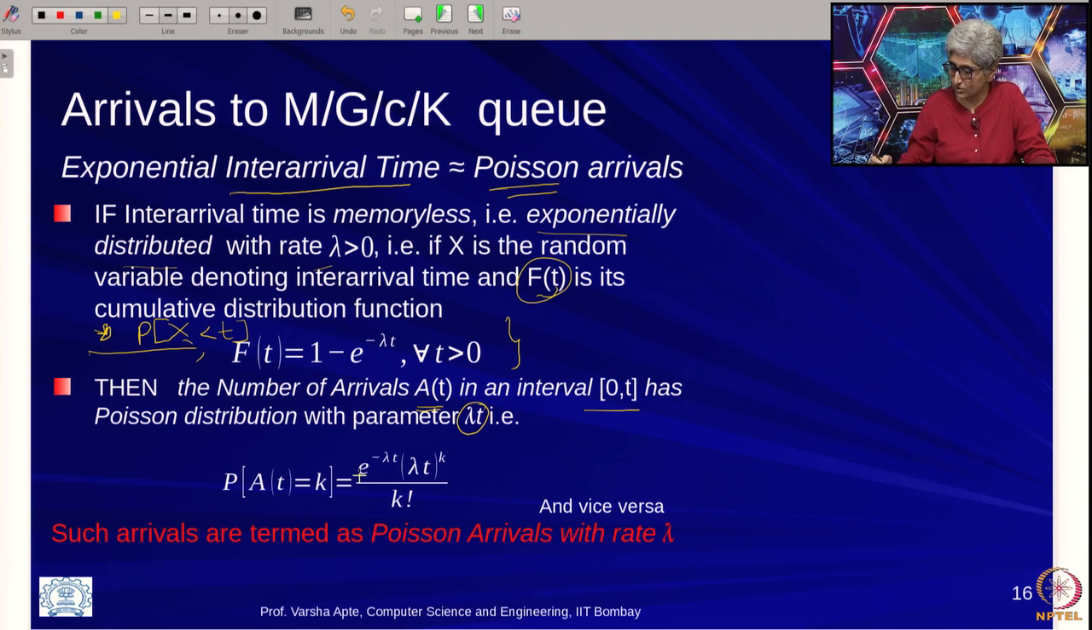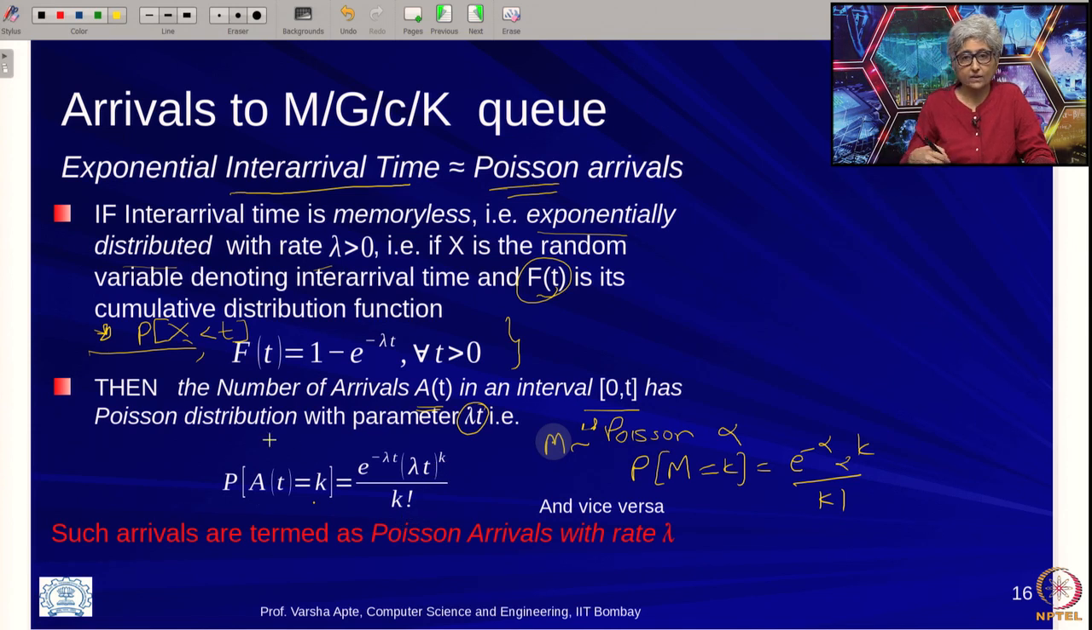What is Poisson distribution? You might be remembering that if a random variable M has the Poisson distribution with some parameter alpha, then the probability that M is equal to k is e to the minus alpha, alpha to the k divided by k factorial. So, this is actually Poisson distribution with parameter lambda t. That says that the probability that A(t) takes the value k is e to the minus lambda t, lambda t to the k divided by k factorial. So, again to repeat, what this property says is that if inter-arrival time is exponentially distributed, then the number of arrivals in an interval 0 to t has Poisson distribution.